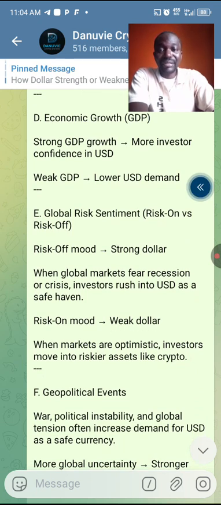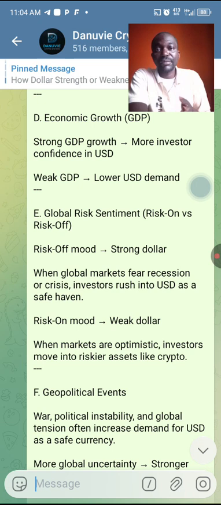Global risk sentiment. Now, risk off mode, stronger dollar. When global markets fear recession or crisis, investors rush into USD as a safe haven. Exactly. So, global risk sentiment. A lot of investors globally, even in their own country, when they are having risky sentiments or fear of other assets to invest into, the best thing they can do to protect the value of their portfolio is to put their money in US dollar. So this is why it says global risk sentiment.